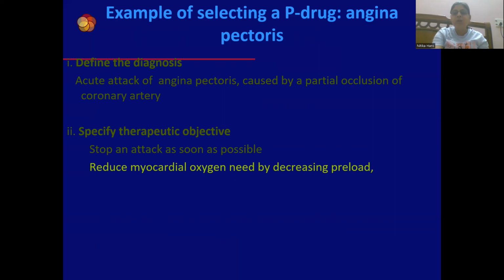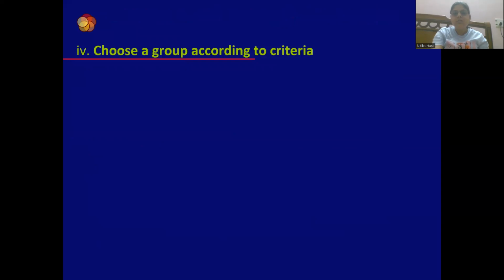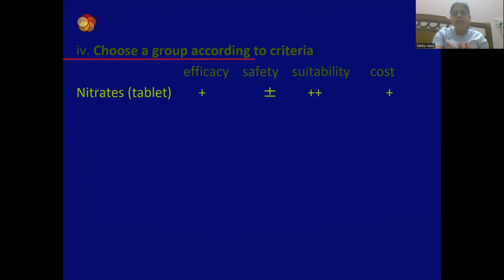Reduce myocardial oxygen need by decreasing preload. We can reduce the myocardial oxygen need by decreasing the preload, contractility, heart rate, afterload. Make inventory of effective groups: nitrates, beta blockers, calcium channel blockers. Choose a group according to criteria, like nitrates.